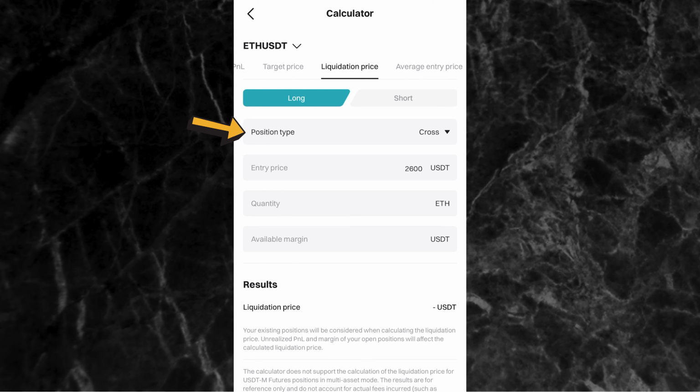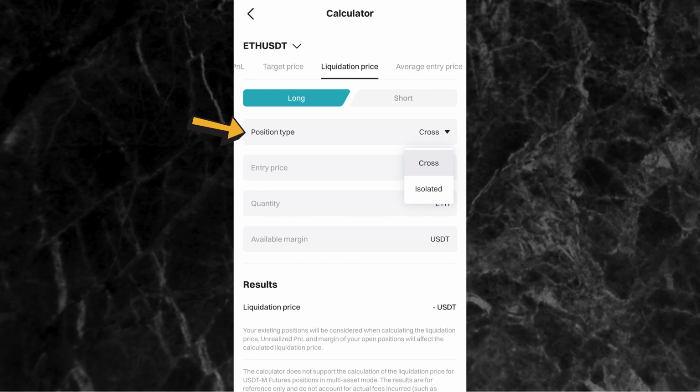Now the next one is to pick your position type. You can see right here where it says position type, click on this drop down arrow and you pick whether you want to use cross margin or isolated margin. Now in case you don't know the difference between these two, I have a dedicated video that will teach you everything about cross margin and isolated margin. The link to that video will be in the description below.